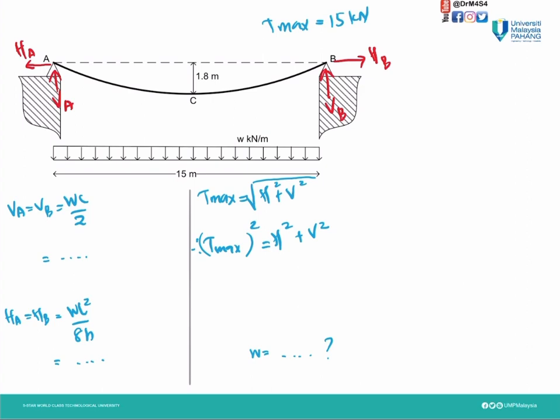For a brief, so we know VA equal to VB, WL divided by 2. So we're gonna have an equation here. Then we know HA equal to HB, WL square divided by 8H. So we have another equation. Then we know our T max is square root of H square plus V square. T max is given here 15 kilonewton. So finally, by solving those equations, we will get W equal to, so what is this UDL?